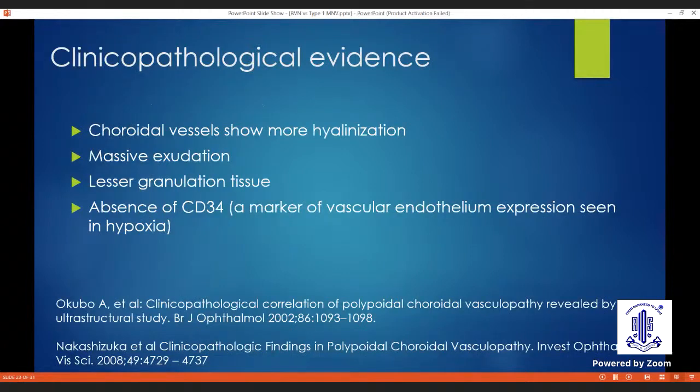This has also been supported by clinicopathological evidence, because of the immunohistochemistry and certain histological markers. It is suggestive that PCV is a distinct disease from neovascular AMD.